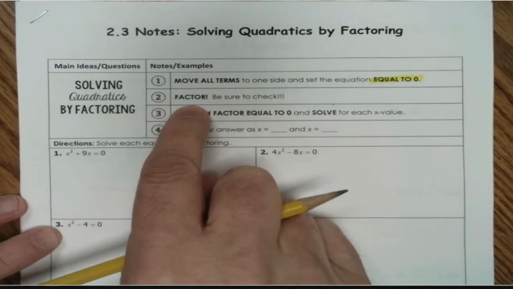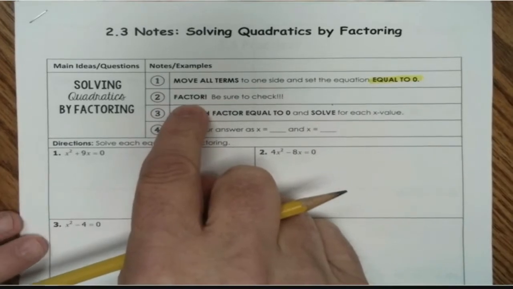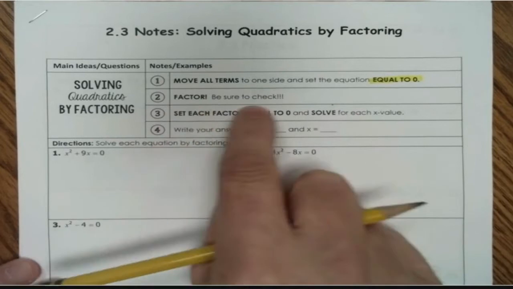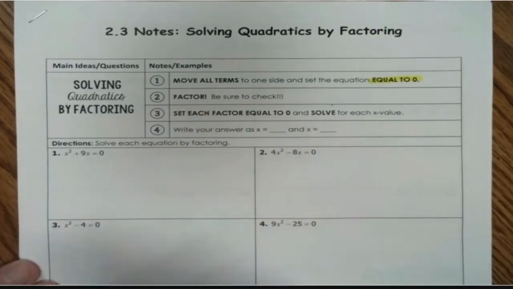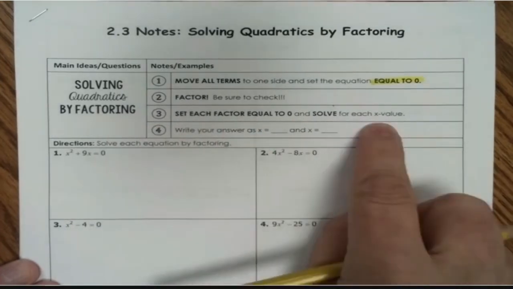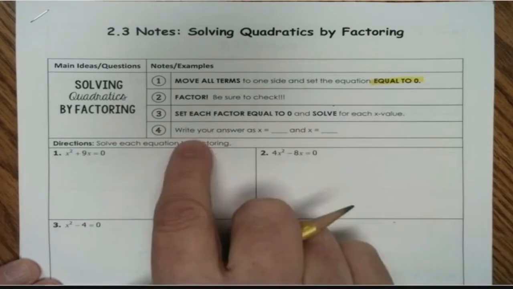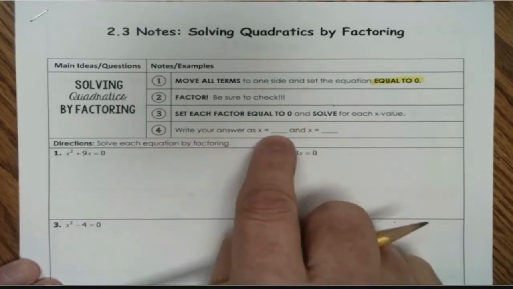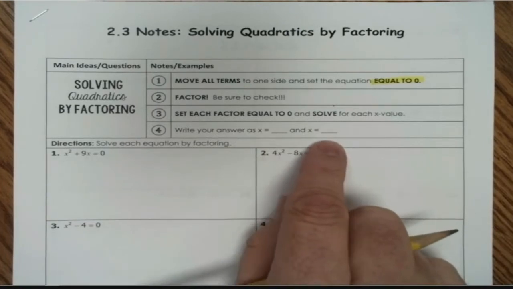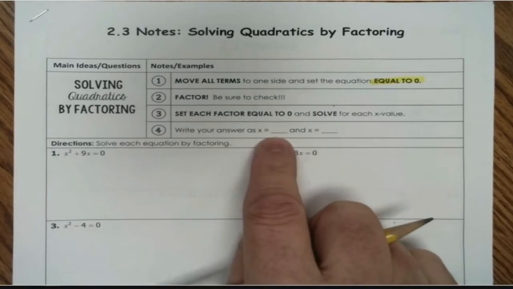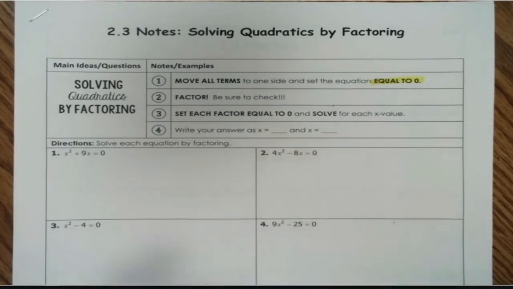We looked at that method. By factoring by grouping, however we factor it, and then we check it back, multiply them back together, see if you get back where you started. Set each factor equal to 0 and solve for each x value. So we'll look at that, and then write your answer as x equals this and x equals that. And those would be the places when you graph it, because we also looked at solving by graphing. This would be where it crosses the x-axis. X equals -2, x equals 1, whatever it turns out to be.